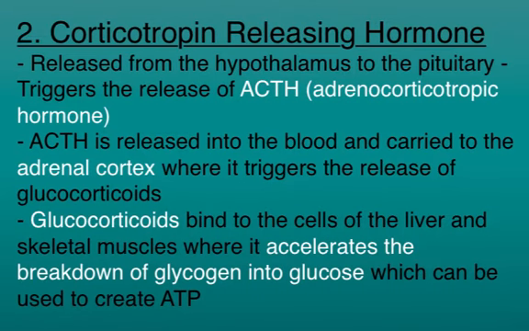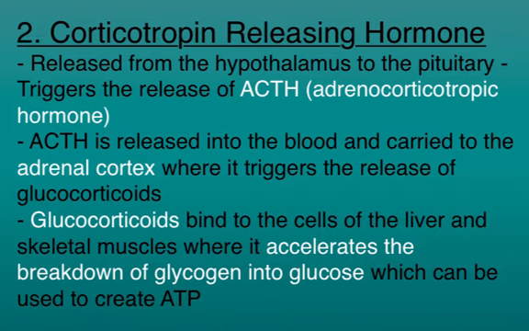2. The corticotropin-releasing hormone is released from the hypothalamus and carried to the anterior lobe of the pituitary by the hypophyseal portal system. In the anterior lobe of the pituitary, the corticotropin-releasing hormone will bind to specific receptors, triggering the release of adrenocorticotropic hormone. This adrenocorticotropic hormone is released into the blood, where it is then carried to the adrenal cortex. At the adrenal cortex, the adrenocorticotropic hormone binds to specific receptors and triggers the release of hormones called glucocorticoids.